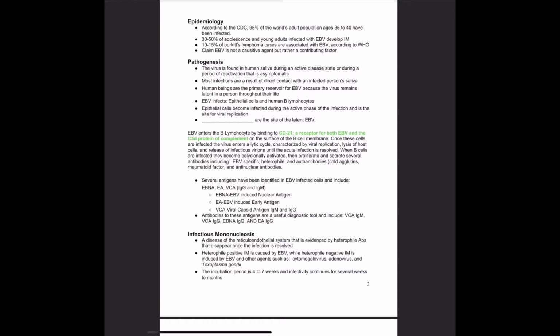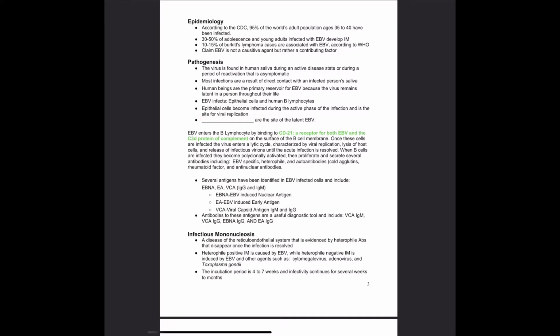EBV infects epithelial cells and human B lymphocytes. Epithelial cells become infected during the active phase of the infection and are the site for viral replication. Human B lymphocytes are the site of the latent EBV.